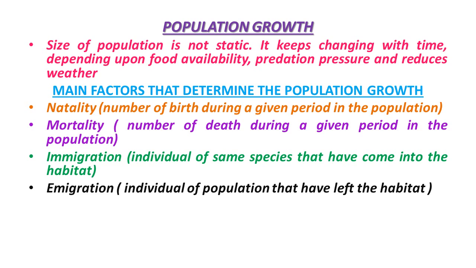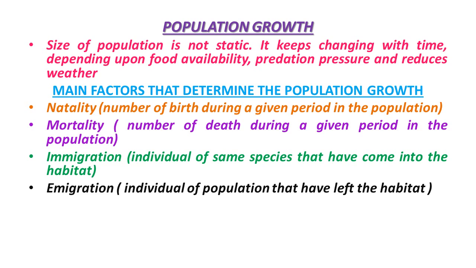Fourth one is emigration. Emigration is the number of individuals of the population who left the habitat and gone elsewhere during the time period under consideration. So now we can understand it is exactly opposite to immigration, because in immigration individuals of the same species come into the habitat, while here they leave.